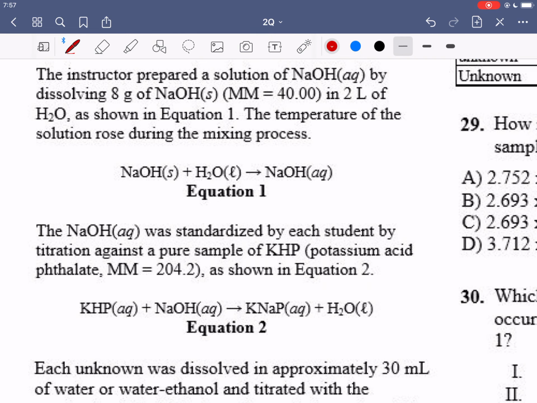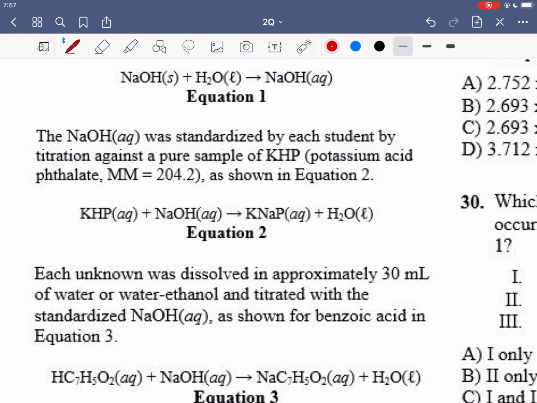Going along the passage, it says the instructor prepared a solution of sodium hydroxide by dissolving 8 grams of sodium hydroxide. So first they took the solid form, and then they dissolved it in 2 liters of water. We're given the molar mass, we're given that it's 2 liters of water, and it's as shown in equation 1. The temperature of the solution rose during the mixing process. Okay, so this is equation 1, just mixing the solid form, the powder of sodium hydroxide, with water to turn it into the aqueous form.